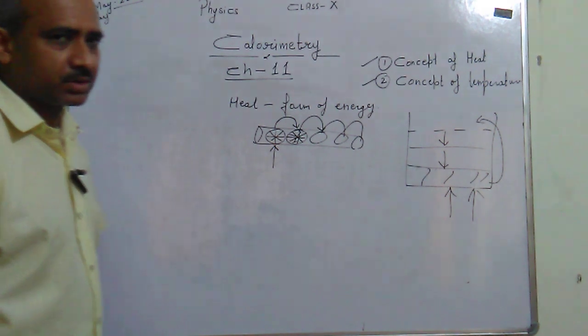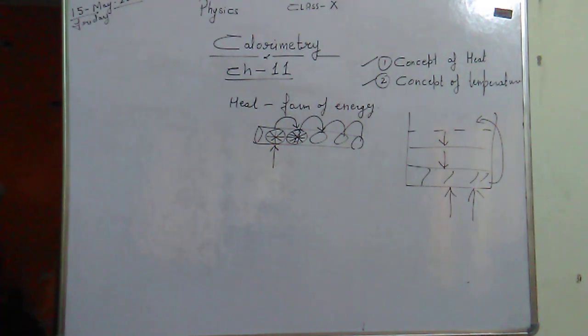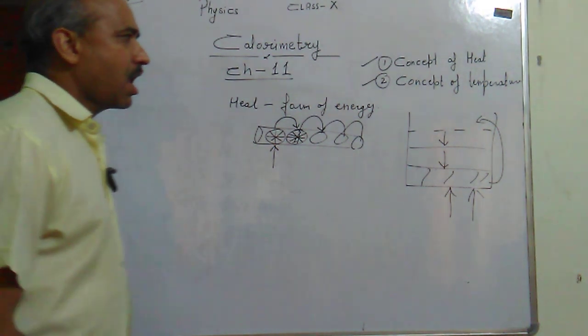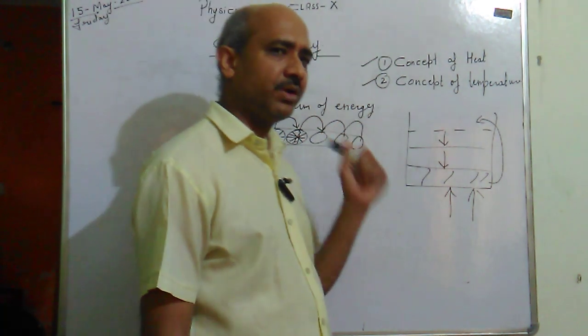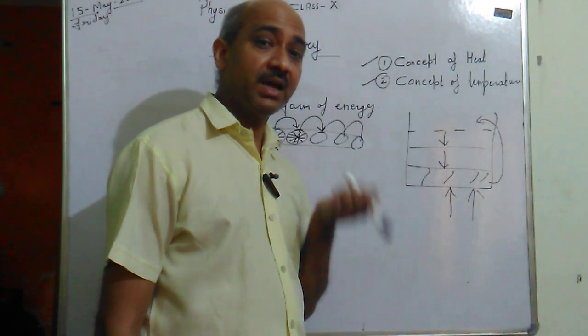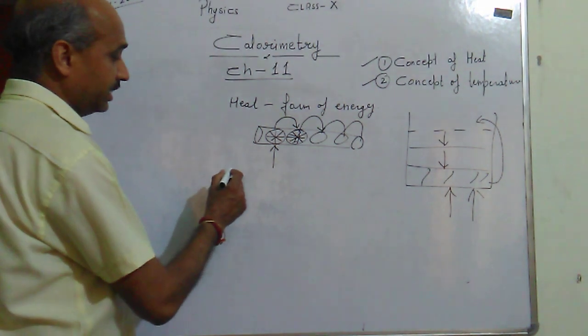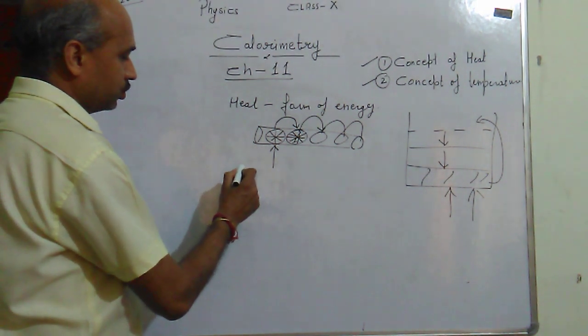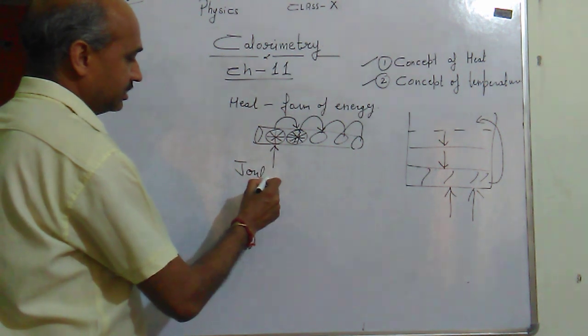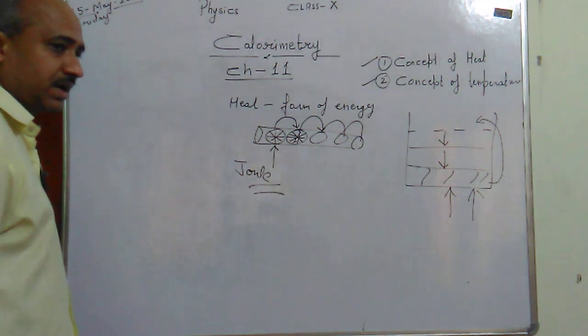These are the three processes: conduction, convection, and radiation. Now how do we measure heat? Heat को measure किसमें करते हैं? The SI unit for measurement of heat is the joule. Joule is the SI unit for measuring heat.